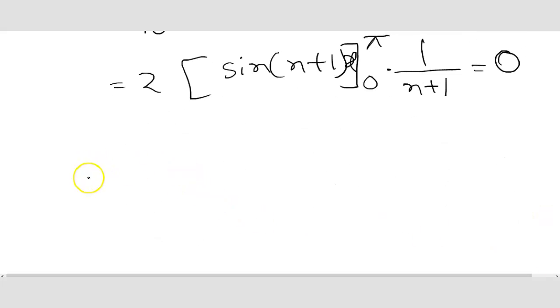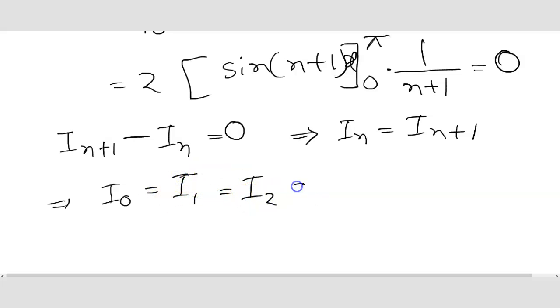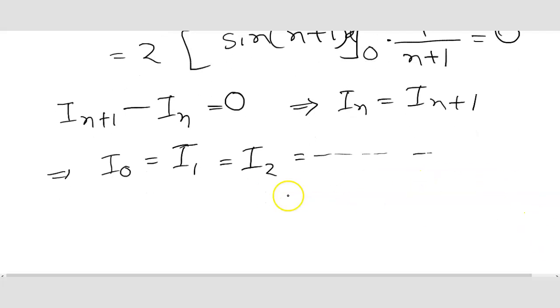Now we have a relation, and this relation is something like this: I_(n+1) minus I_n equals 0. That simply means I_n equals I_(n+1). So we can say that I_0 equals I_1 equals I_2 and so on. But we have to find the value of the integration. So what will be I_0?